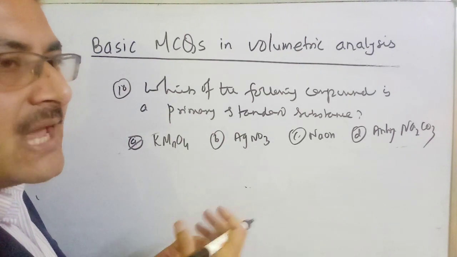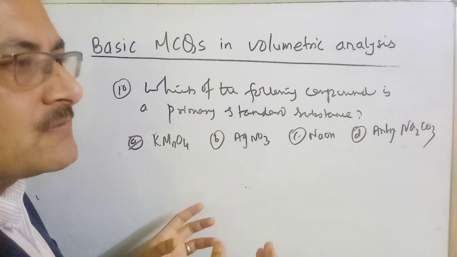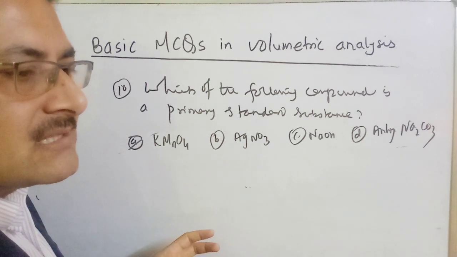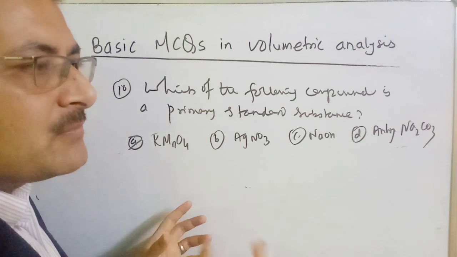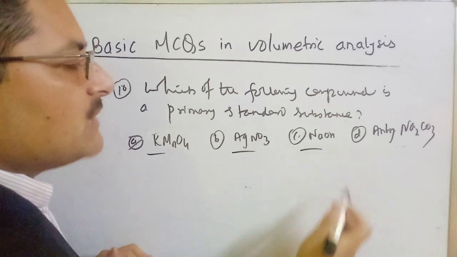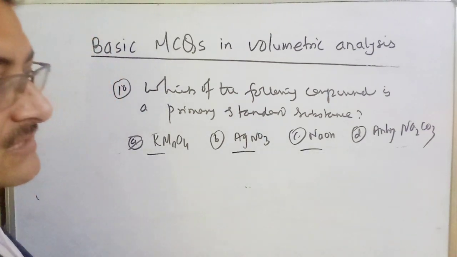Sodium hydroxide is a hygroscopic substance because it absorbs water molecules from the atmosphere. So the sodium hydroxide cannot remain as it is when you make the solution. So you cannot prepare the standard solution of potassium permanganate, silver nitrate, and sodium hydroxide as a primary standard substance.